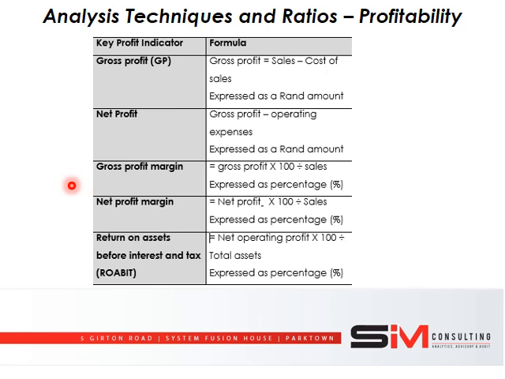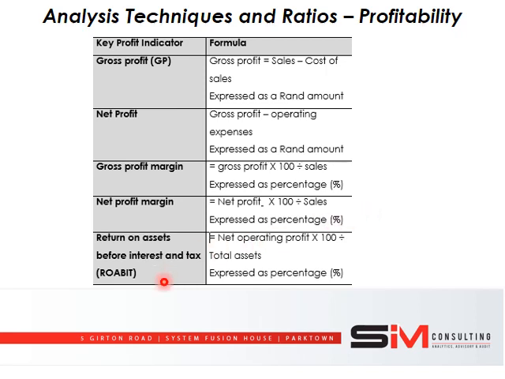And net profit margin is derived from the following formula, which is net profit which you have derived from this formula, divide by the sales, and the results of this must also be expressed in terms of percentages.